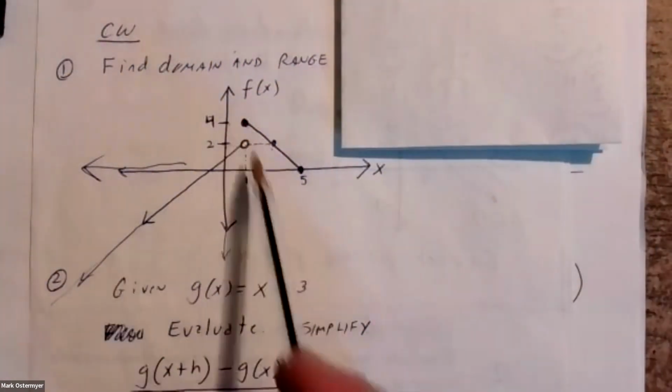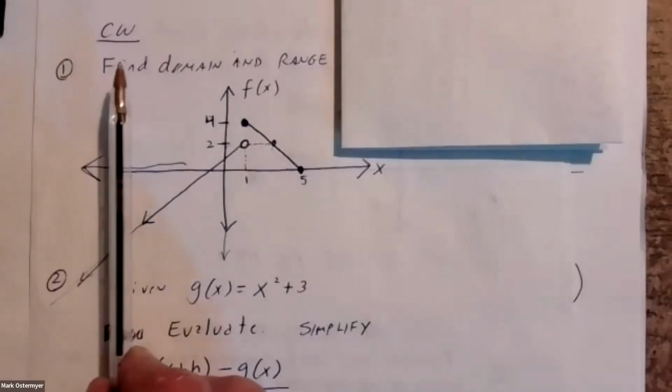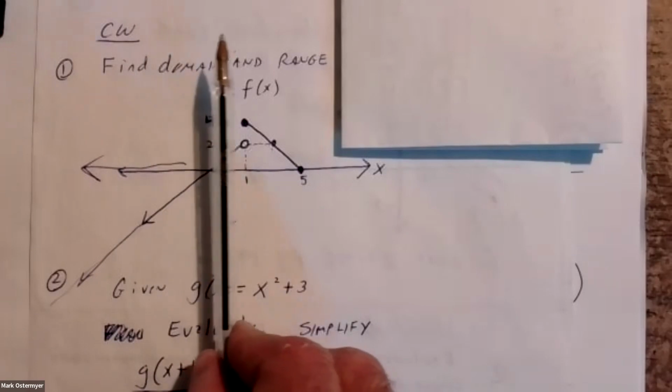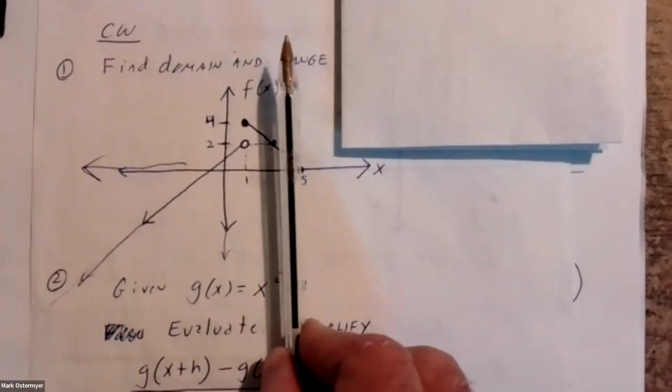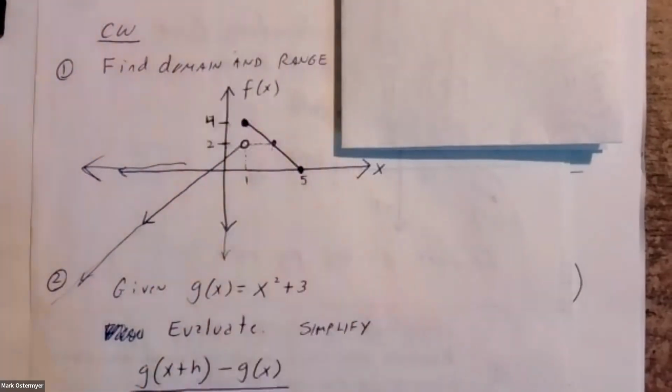Is this a function? Yes. Yes, it is. It would pass the vertical line test. No matter where you put a vertical line, the vertical line would touch the graph in at most one point. It's a function. I want you to find the domain and range for that function.